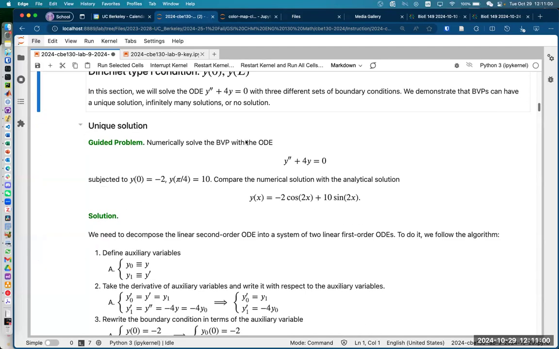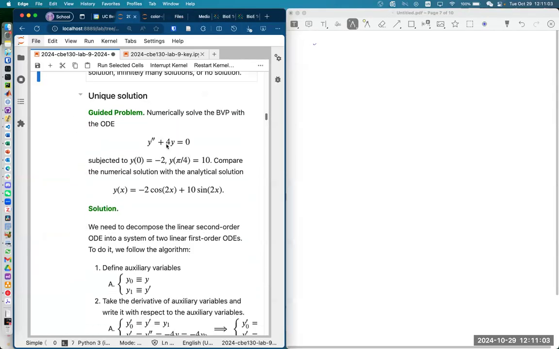at the two ends. Here we have a second order ODE. In order to solve it in Python, we need to reduce it down into a system of first order ODEs. To do that, we first define auxiliary variables. Define W0 as the original function y, and W1 as the first derivative. Then we take the derivative of the auxiliary variables. W0 prime is y prime, and y prime we already defined as W1. Then we take the derivative of W1, and that's y prime's derivative, so y double prime.